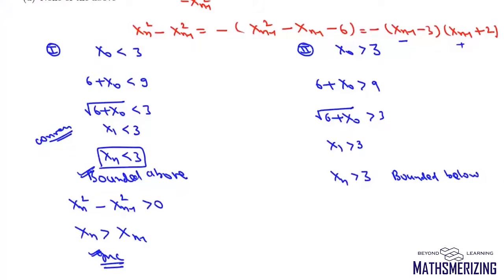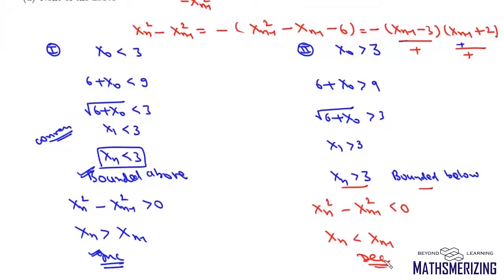Now if xn is greater than 3, then this expression will be positive, this is also positive, and here we have this minus sign. So we'll get xn² - xn-1² should be less than 0, that is xn should be less than xn-1. That means this sequence is now a decreasing sequence. So if the sequence is bounded below and monotonic decreasing, that means this sequence will converge.